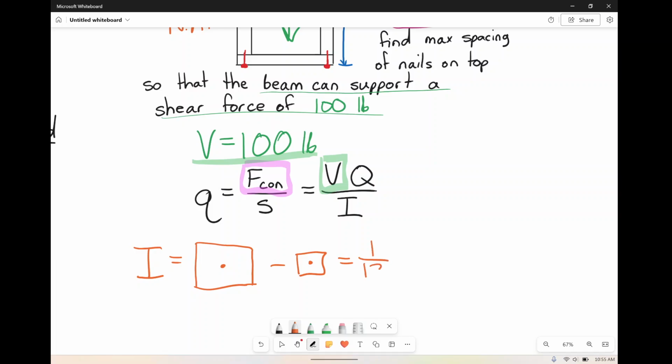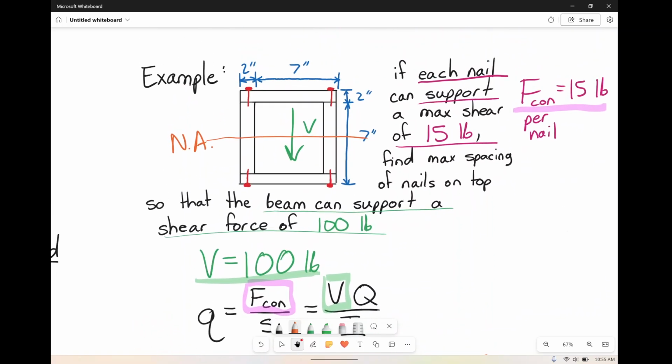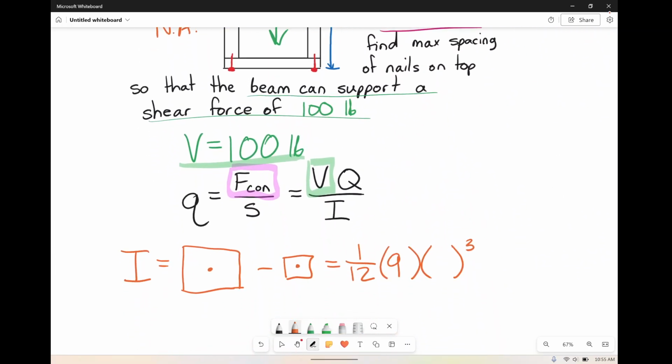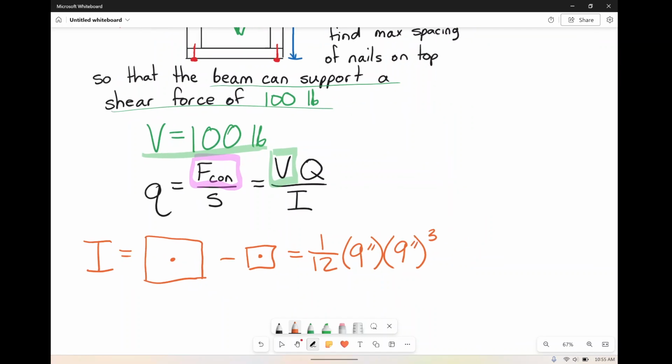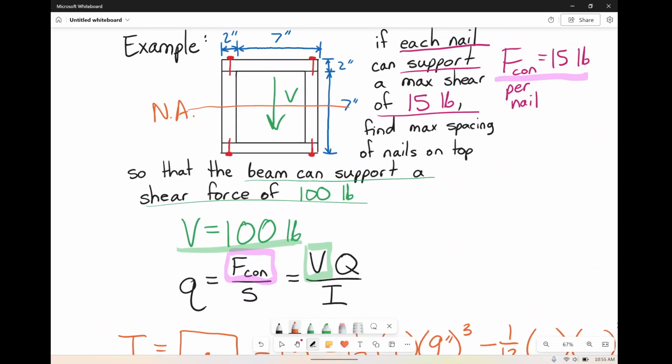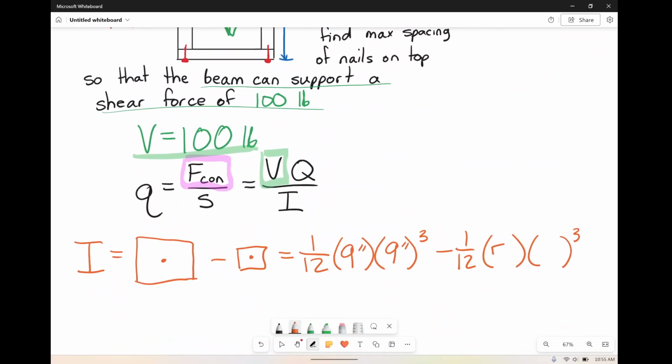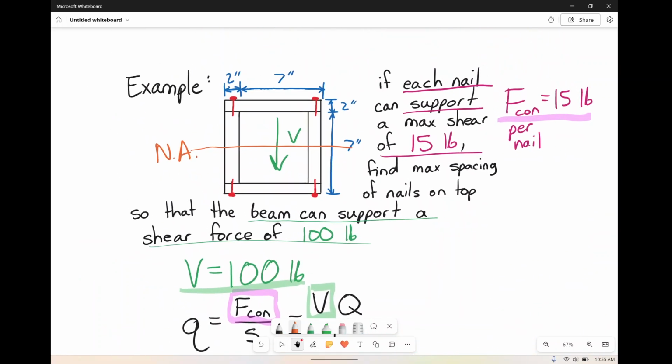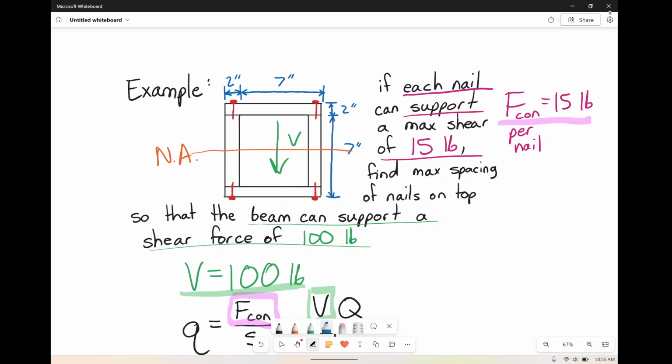So it's literally just going to be 1/12 base times height cubed of the big one. So the big one is 2 plus 7 and 2 plus 7, so 9 inches and 9 inches, minus the small one's 1/12 base height cubed. So the small guy is going to be 5 by 5. So 5 inches by 5 inches. Technically, 7 went all the way to the outside. We need this inside. So it's all symmetrical. It's all 2 inches. So 7 minus 2 inches is 5. Same thing this way. 7 minus another 2 inches is 5.